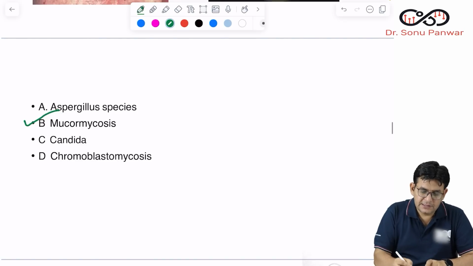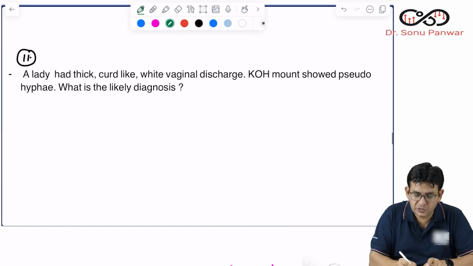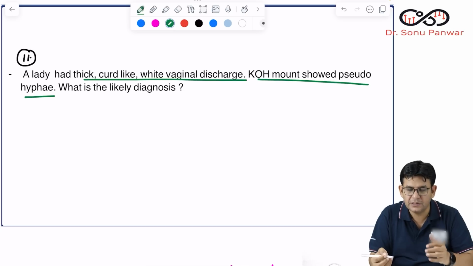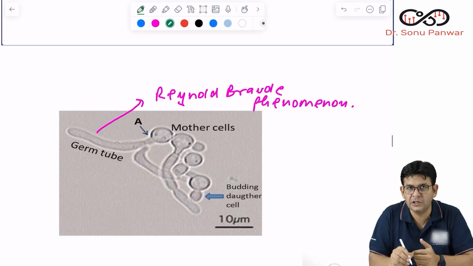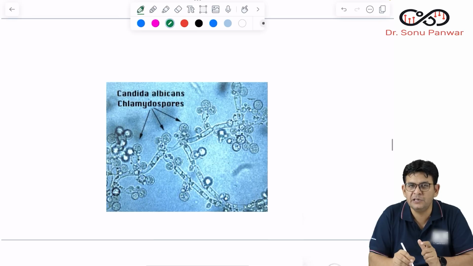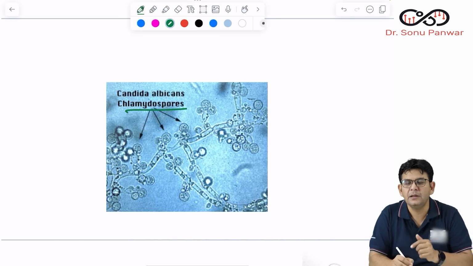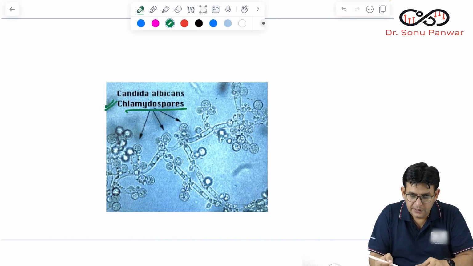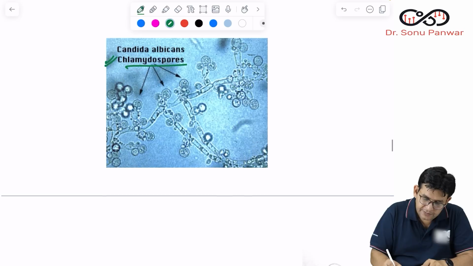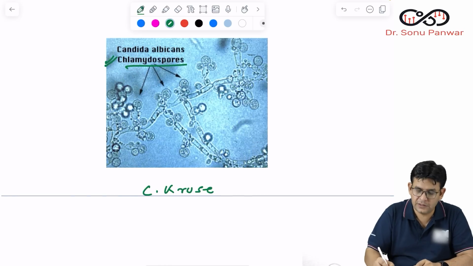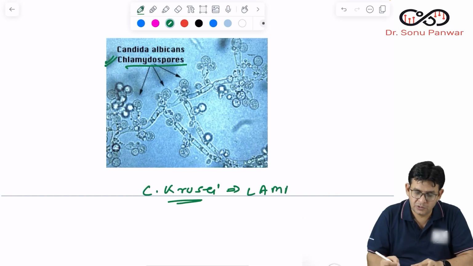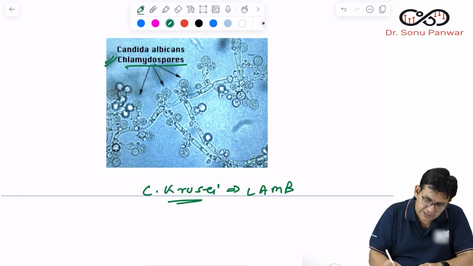Now, a thick curdy white discharge, KOH mount showing pseudohyphae: we are talking about Candida albicans. Candida albicans shows the Reynolds-Braude phenomenon, germ tube formation. Along with that, chlamydospore formation occurs in corn meal agar, a nutrient deficient media in which the chlamydospore is produced. Besides that, there is a species termed Candida krusei, which is intrinsically resistant to azoles, and that's why you need to use L-AMB for it. Otherwise, the drug of choice for Candida is fluconazole, which you also know.